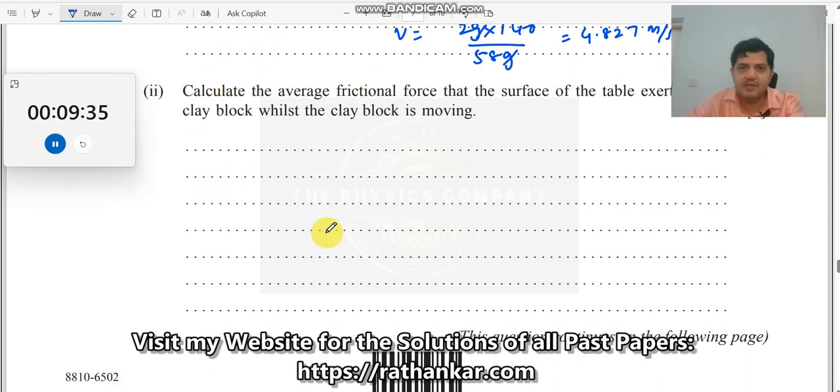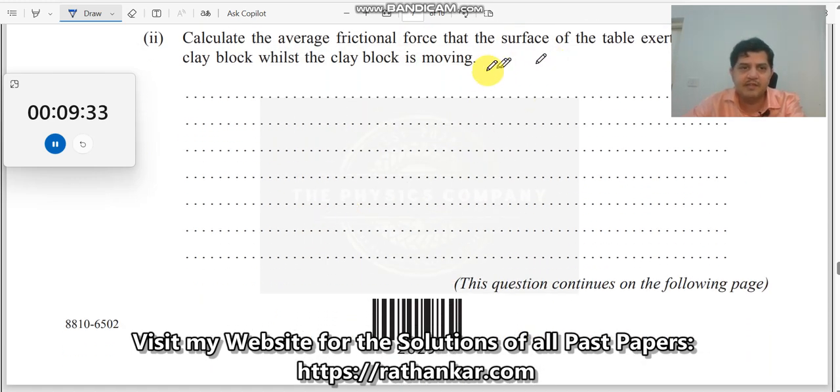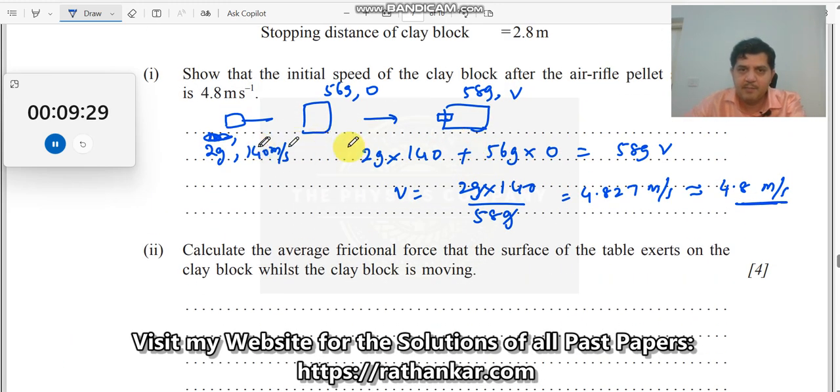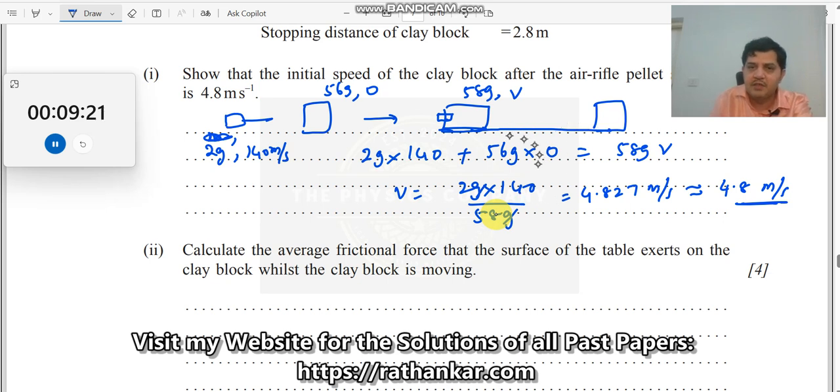Calculate the average frictional force that the surface of the table exerts on the clay block. Now when the clay block is moving, let me go back to the figure. The clay block starts from here, goes a given distance and stops here. Why does it stop? Because of friction. That means whatever energy it had, all the energy is lost due to friction, right? Now let us find the energy of the combined system.